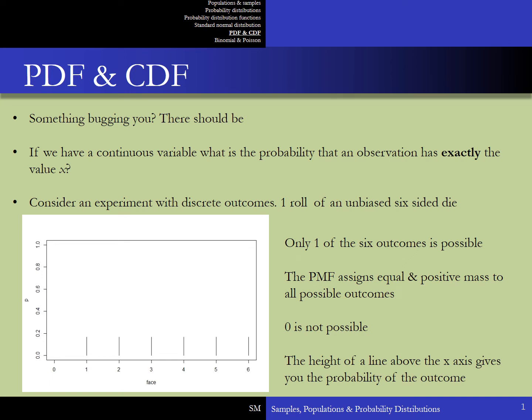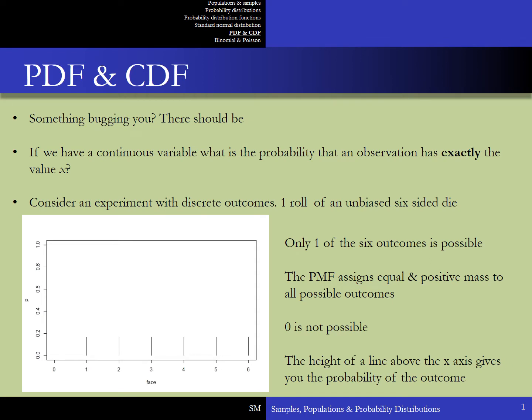In this section, I want to talk about probability distribution functions and cumulative distribution functions, and I want to explore the relationship between them. Is something bugging you? Well, there should be. If we have a continuous variable, what's the probability that an observation has exactly the value x?